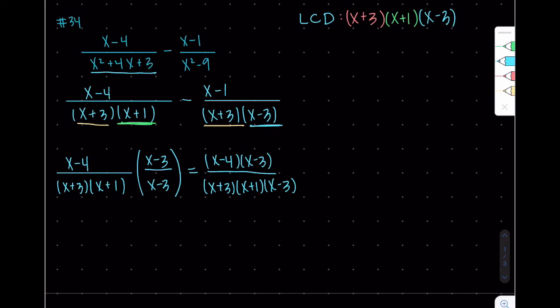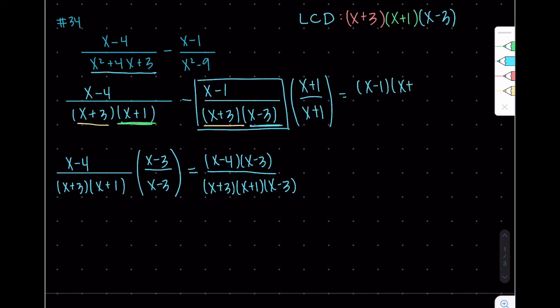And then the second fraction right here, we have the x plus 3 and the x minus 3, but we don't have the x plus 1. So we're going to multiply it by x plus 1 over x plus 1. And we'll get x minus 1 times x plus 1 over x plus 3, x minus 3, x plus 1.